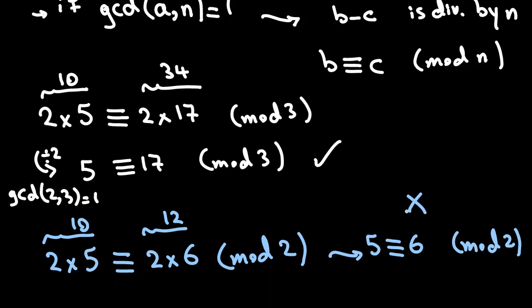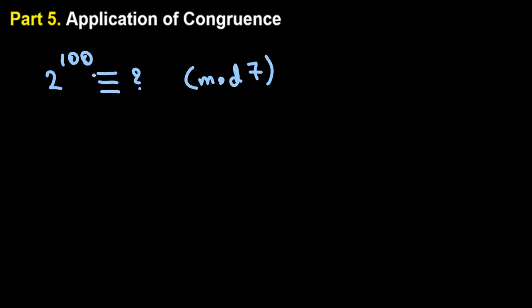So we've considered product. Also, it has many other rules. So let's solve some problems with congruency. Okay, it will be part 5, application of congruence. For example, someone says what is 2 to the power of 100 mod 7? It says that when 2 to the power of 100 is divided by 7, what is the remainder? You can say, okay, 2 squared is not good, 2 cubed is 8.